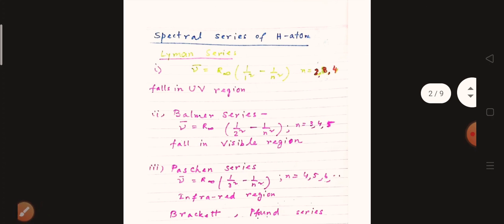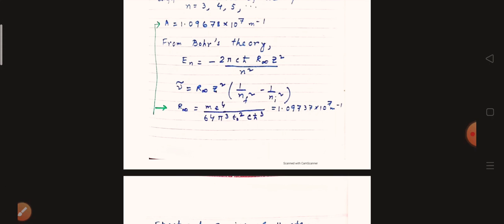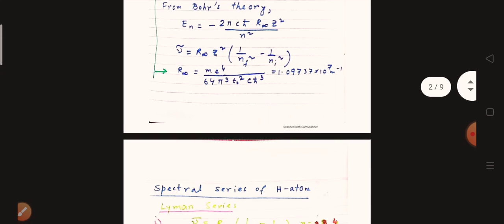Before the discussion, we should briefly discuss the spectral series of the hydrogen atom, because this is very important in your interviews, like for the MSc interviews, also in the MSc entrance questions and BSc questions, you should have a detailed, clear idea of the spectral series of the hydrogen atom. So whenever you write this, that is nu bar equals 1 by lambda, that equals R infinite into Z square into 1 by nf square minus 1 by ni square.